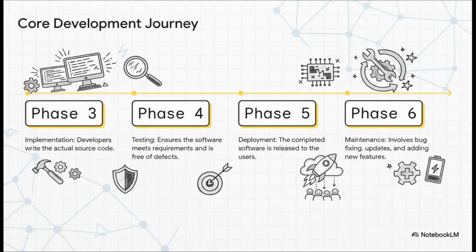Then it's on to phase 4, testing. The quality team's job is literally to try and break the app. They hunt for every bug, every flaw, to make sure it's solid. Once it passes, we hit phase 5, deployment. Photosphere is live in the App Store for everyone to download. But wait, we're not done.